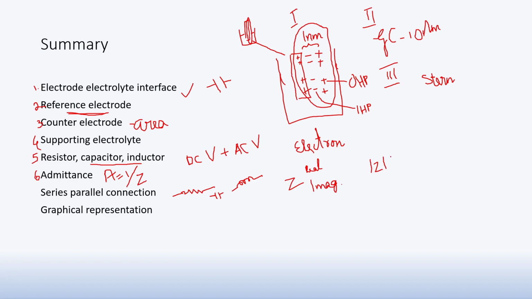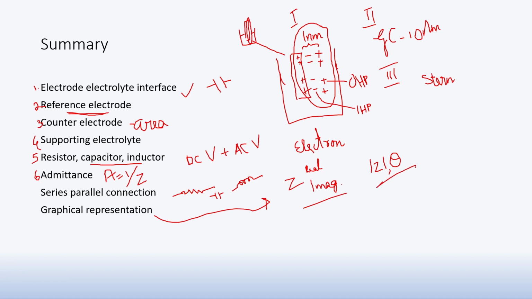So both the ways are acceptable. It is based on the convenience that we use each one to represent. These topics will be covered in the graphical representation. When we are applying frequency, we'll get an impedance which will be a combination of real and imaginary, which can be represented in this form or this form.